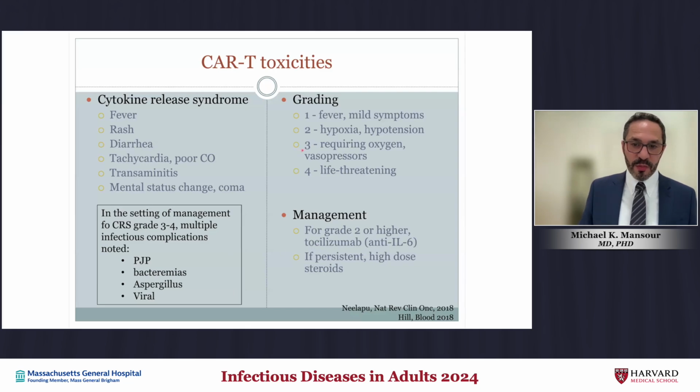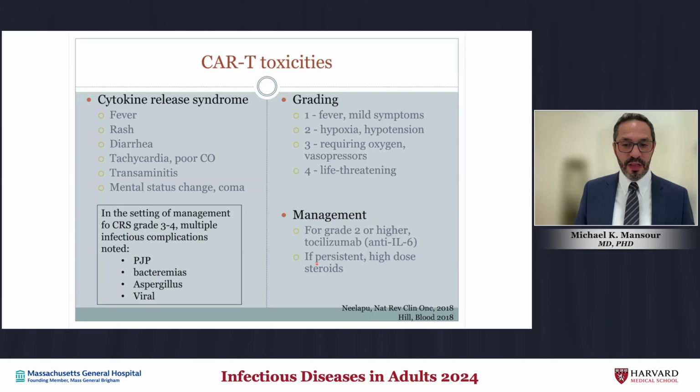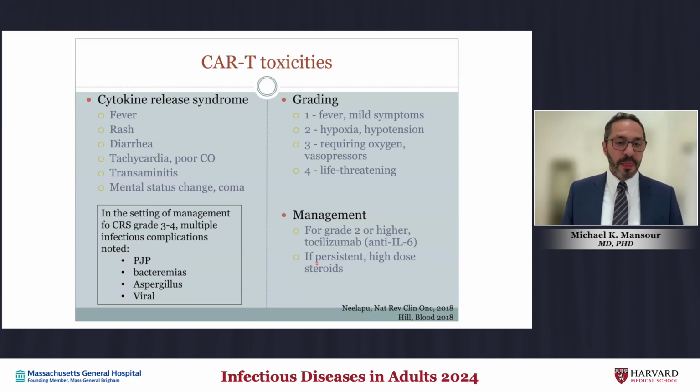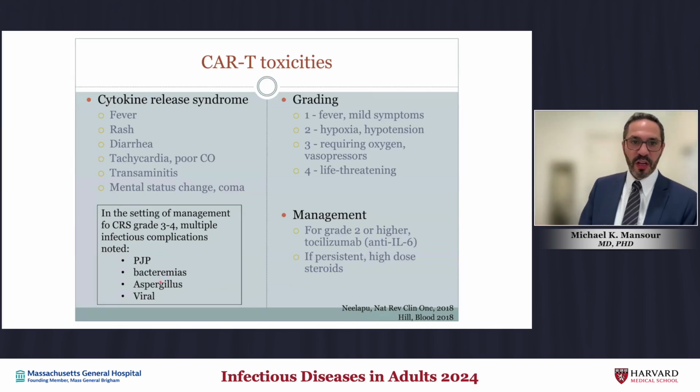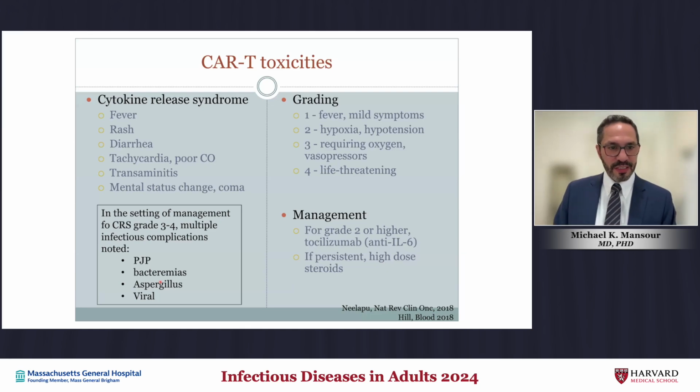And so when someone comes in with a grade 3 or 4 CRS, and we're really adding a lot of immune inhibiting agents, toci, steroids, et cetera, we can see infectious complications, and we have seen pneumocystis, bacteremias, and both viral and mold infections in this setting. So something to be aware of when we're consulted and we're looking at someone who's receiving CAR T cell therapy.